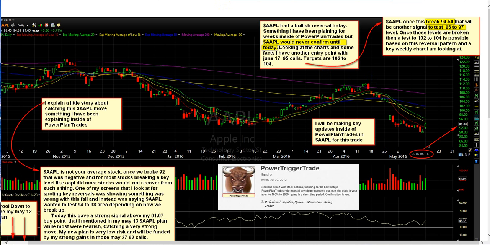And I made updates inside of PowerPlanTrades. I'm going to see if I can show that I did that. The Google plan worked out very well. One of them really worked out really well. The other one kind of made some small profits. Did some trading in it.